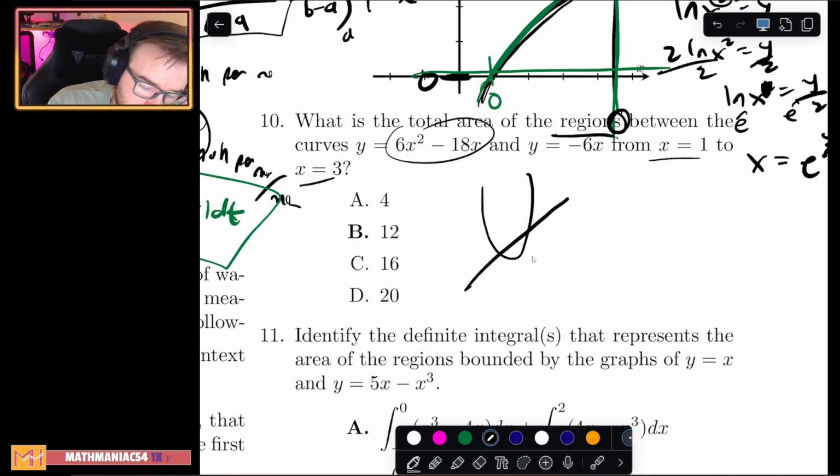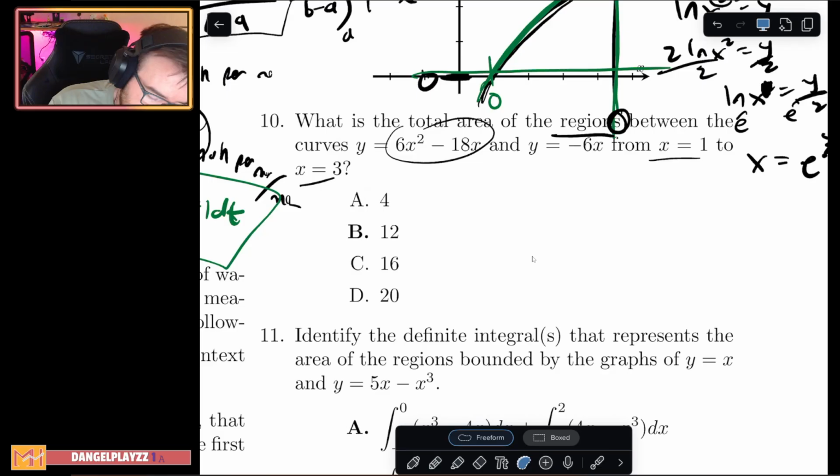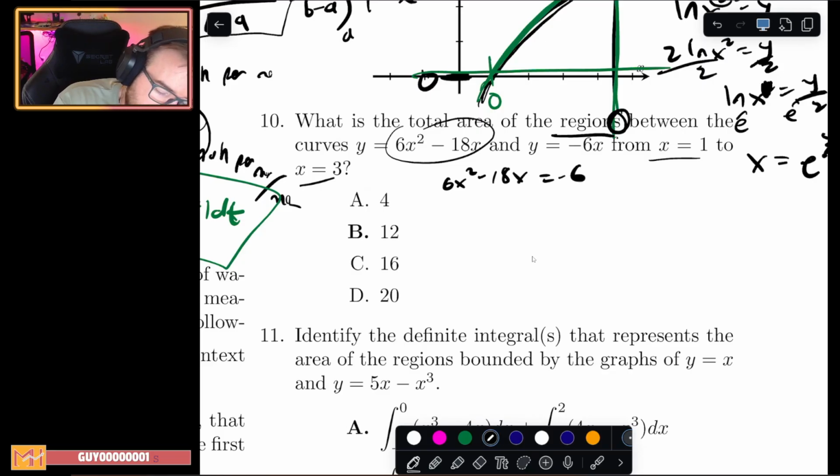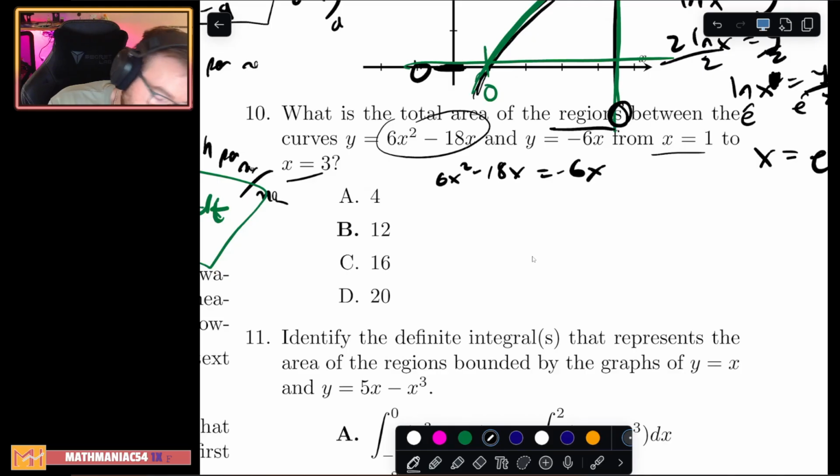And so from 1 to 3, I can draw a sketch to bring this to life. But first off, I want to know when and where our functions intersect. Let's find out.